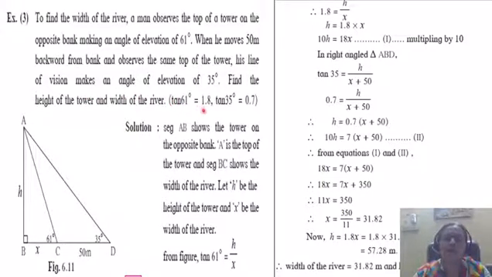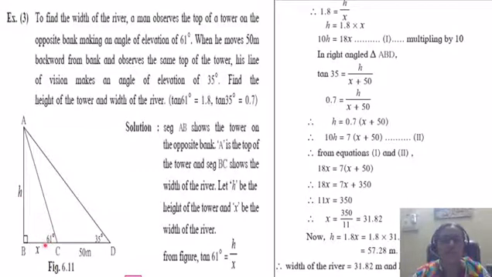Now the required values are given to you from the log table, that is tan 61 degrees is 1.8 and tan 35 degrees is 0.7. You have to use these values while solving this question. So observe, AB shows the tower on the opposite bank. A is the top of the tower and BC shows the width of the river. Let h be the height of the tower and x be the width of the river.